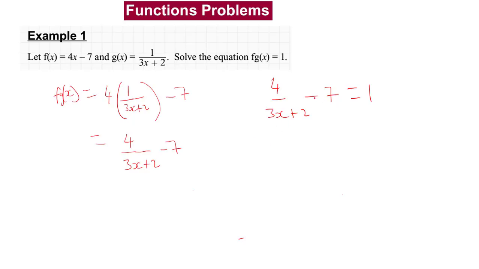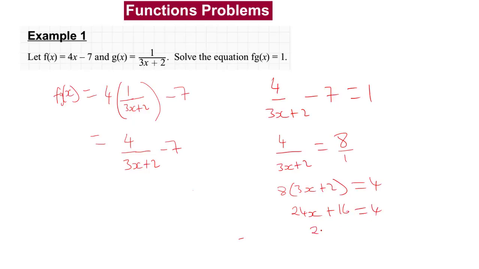The best way to do this is first of all to get rid of that minus 7, put it aside. I've got 4 all over 3x plus 2 equals 8, because 1 plus 7 is 8. You could always put that over 1, so then you can cross multiply like I've been doing. So 3x plus 2 times 8, and that can come on the left, it doesn't really matter, and then 4 times 1 becomes 4, and that can go the other side. Now you can open the brackets if you wish. So I've got 24x plus 16 equals 4.